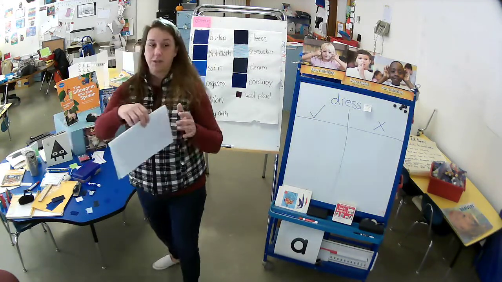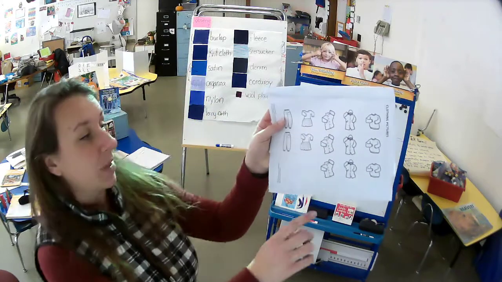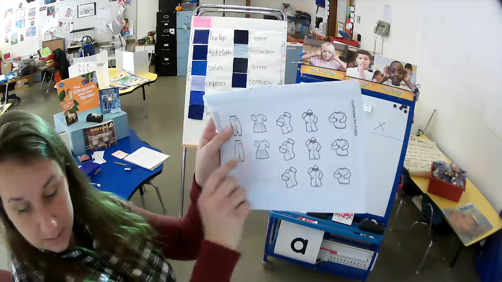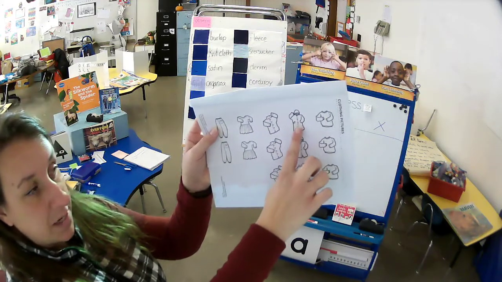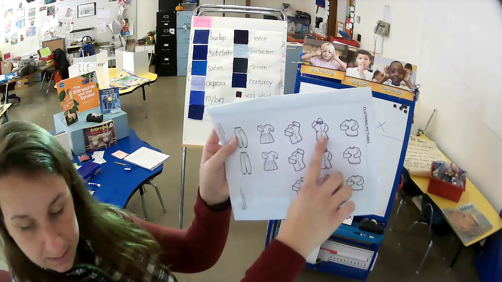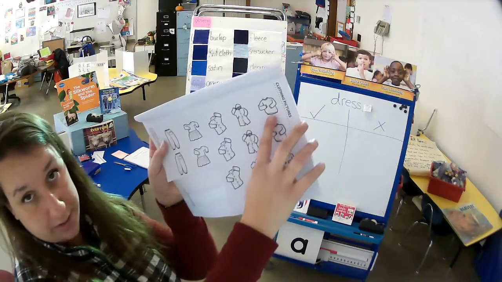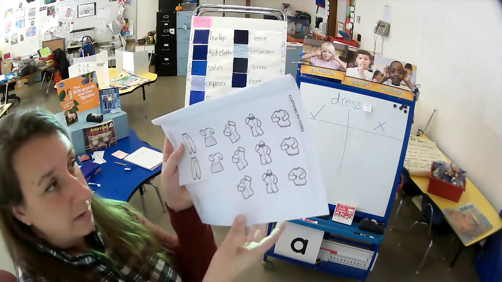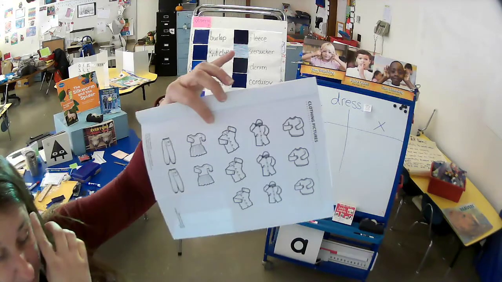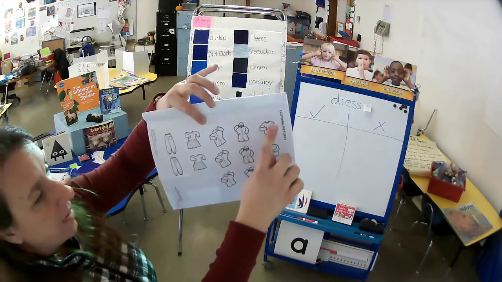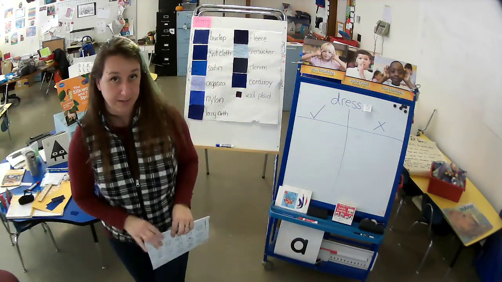All right? After dress, you can go and do a page on shirts, okay? A page on coats or jackets, okay? And then finally a page on sweatshirts, okay? So that is what I would like you to do. 1, 2, 3, 4, 5 pages.